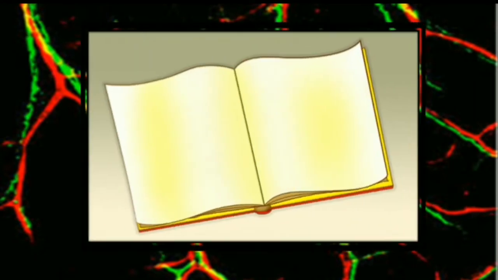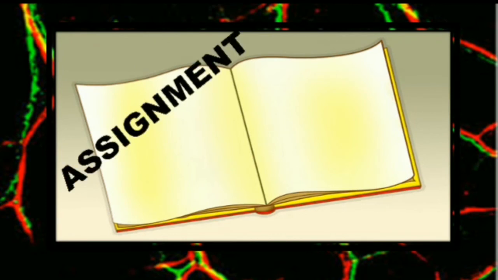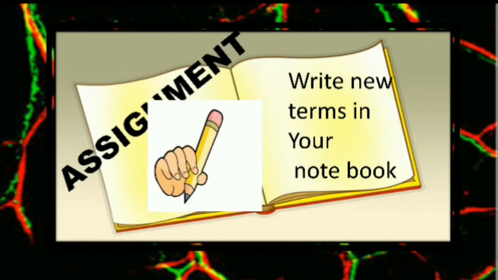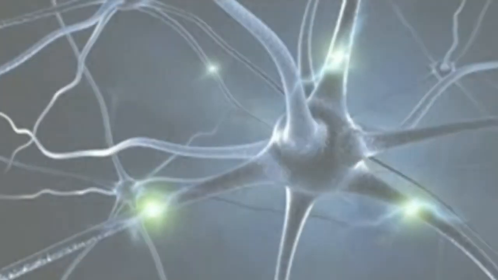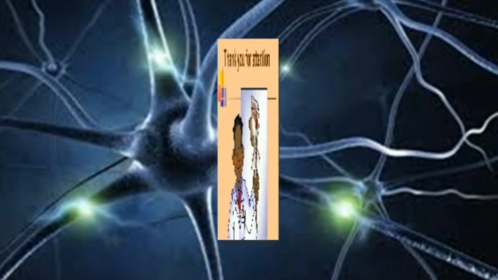So now, after studying the three parts of the brain, it's time for the assignment. And your assignment is to write new terms in your notebook. Now, I hope you all have understood the various parts of the brain and its functions.